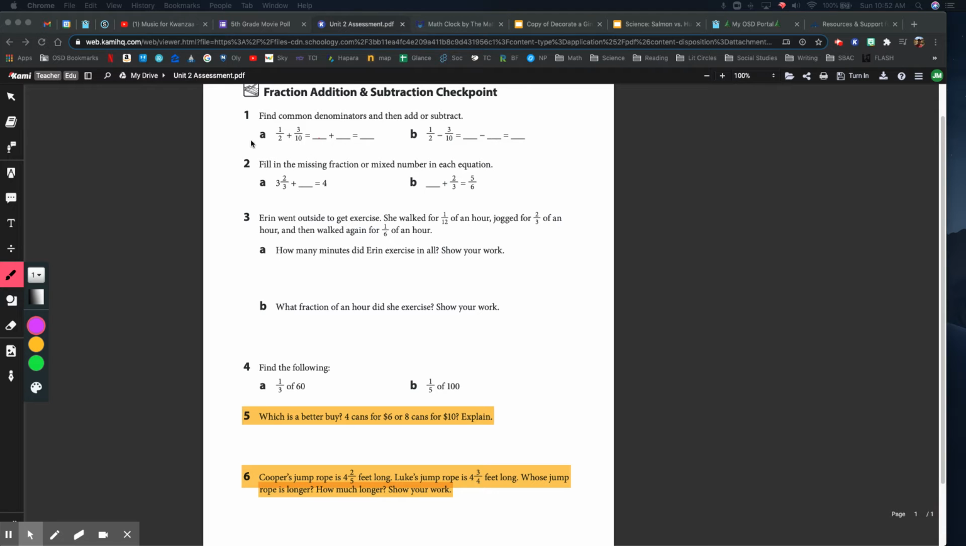But you'll notice for A and for B, it's the same fractions. The only difference is A is adding and B is subtracting, okay? But I want you to fill in all of these blanks to show us that you understand how to change those fractions. For number two, it says fill in the missing fraction or mixed number in each equation.